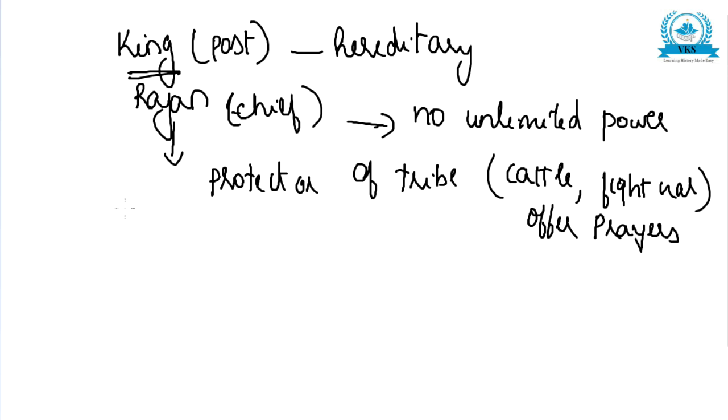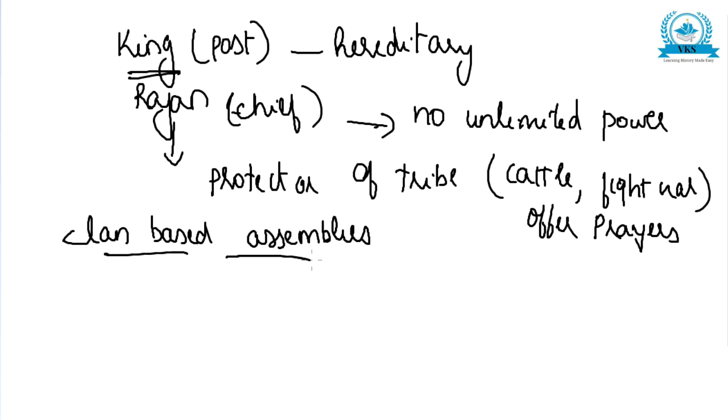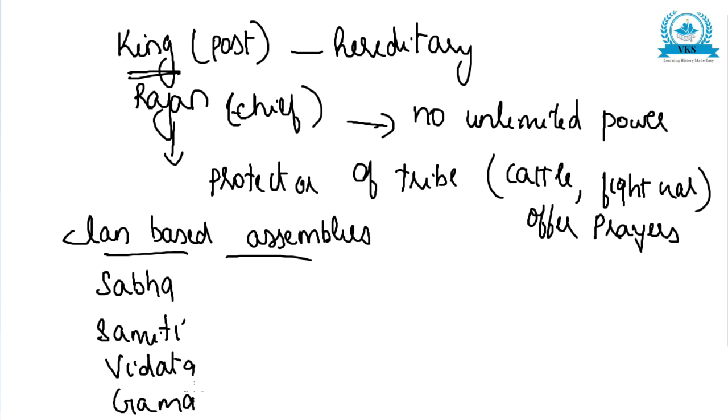Several tribe or clan-based assemblies were there. There were different kinds of clan-based assemblies during this time, and among them, two important ones were Sabha and Samiti. Sabha, Samiti, Vidata, Gana, so many tribal or clan-based assemblies were there. They exercised deliberative, military and religious functions.